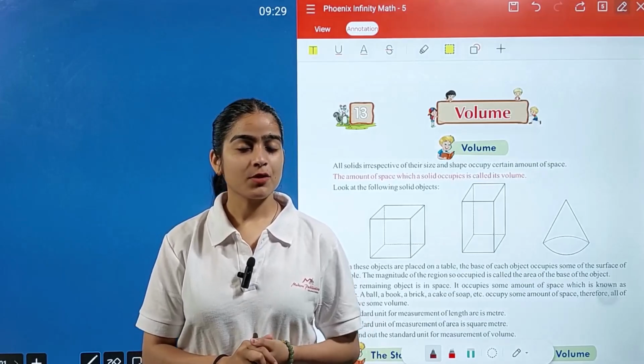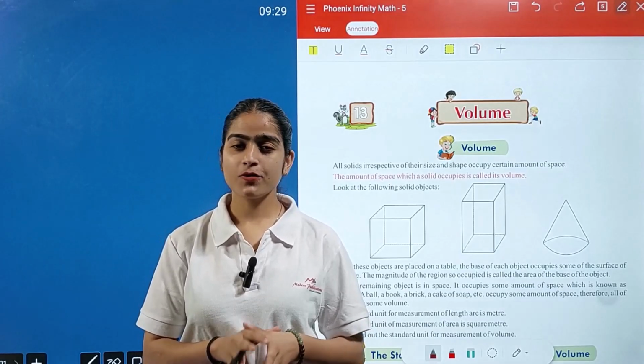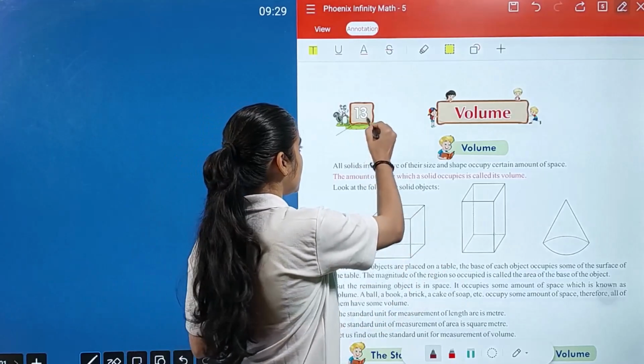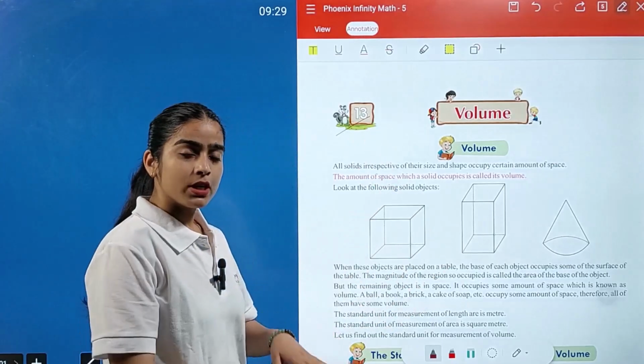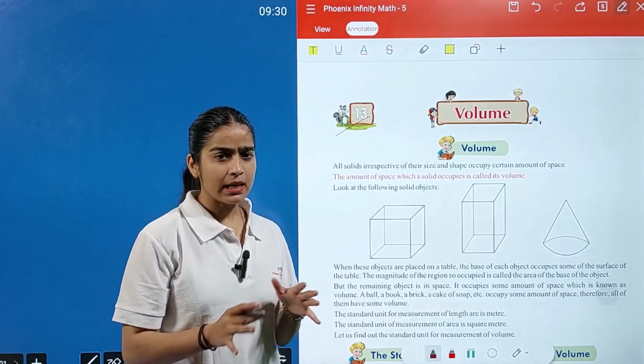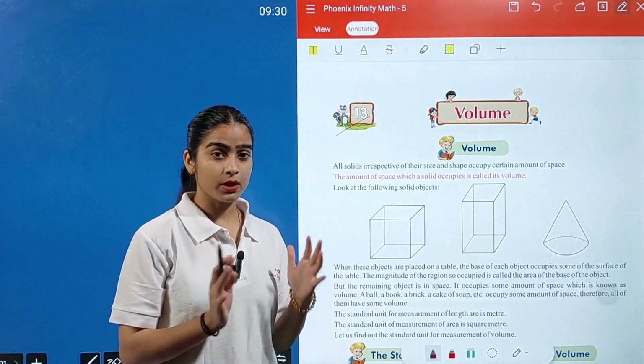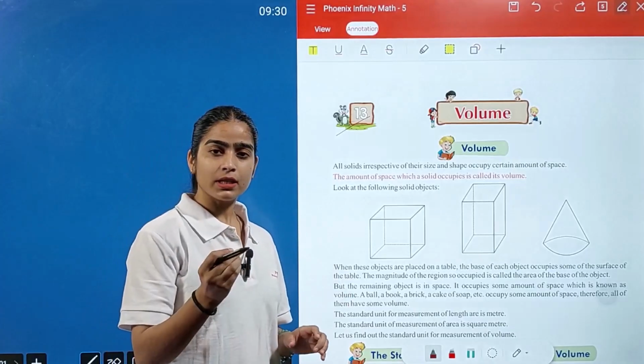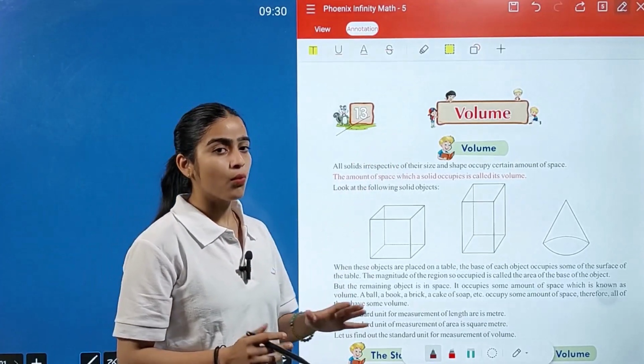So students, I'm your mathematics educator again, here with a new chapter and a new concept. Today we have chapter number 13, which is volume. In our previous chapter, we dealt with perimeter and area, and I hope you learned the concept of it. Now we are going to the same kind of concept. The different thing is, now we are dealing with volume.